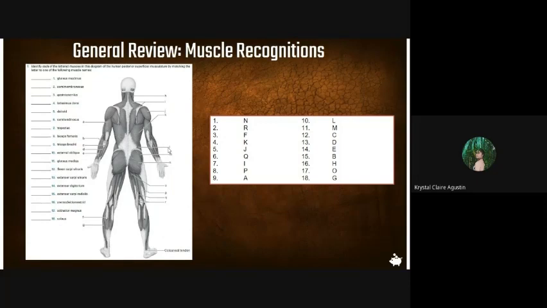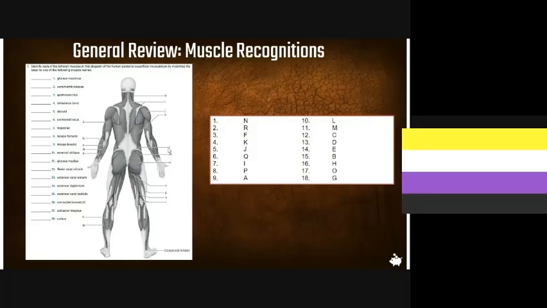And now last but not the least, we have the continuation of the general review muscle recognition. May I call on Miss Asumbrado to further tackle this topic. Next is general review, muscle recognition. Identify each lettered muscle in this diagram of the human posterior superficial musculature by matching the letter to one of the following muscle names.